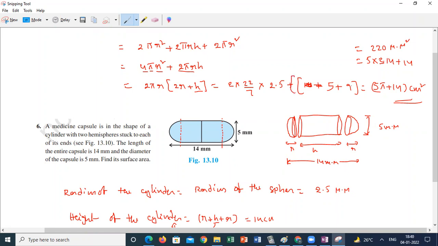This is multiplication, not addition. That is the mistake we made. 5 pi into 14, correct? 5 into 3.1 Yes, sir. into 14. That is 70 into 22 by 7. So the answer is 220. Yes, the answer is 220 mm square. Simple. So only understanding how it looks is important here.